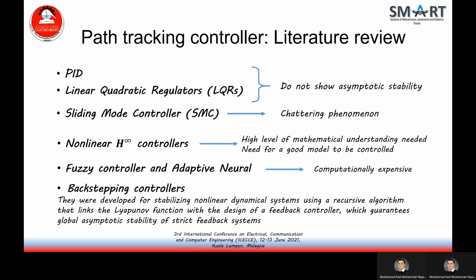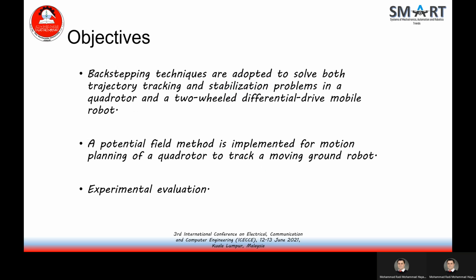They were developed for stabilizing nonlinear dynamical systems using a recursive algorithm that links the Lyapunov function with the design of a feedback controller, which guarantees the global asymptotic stability of strict feedback systems. In this work, backstepping techniques are used to solve both trajectory tracking and stabilization problems in a quadrotor and a two-wheel differential drive mobile robot.